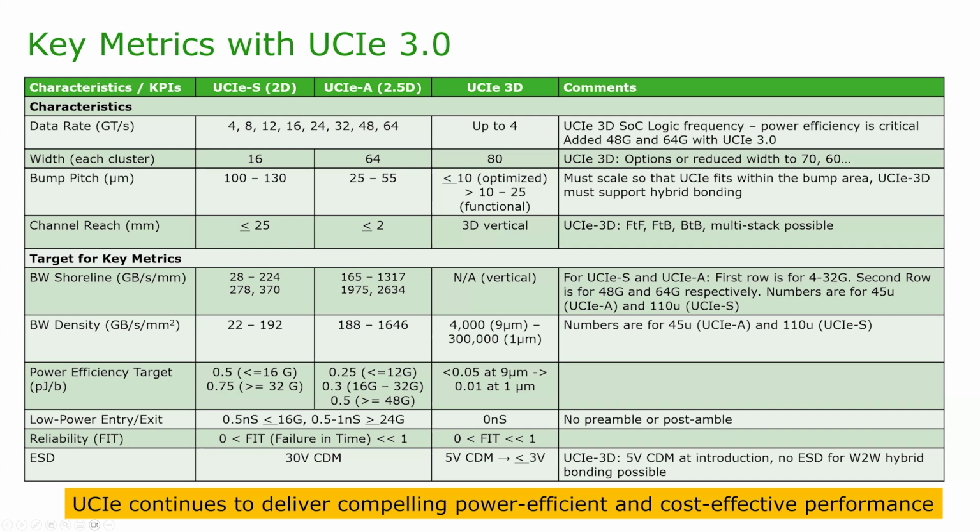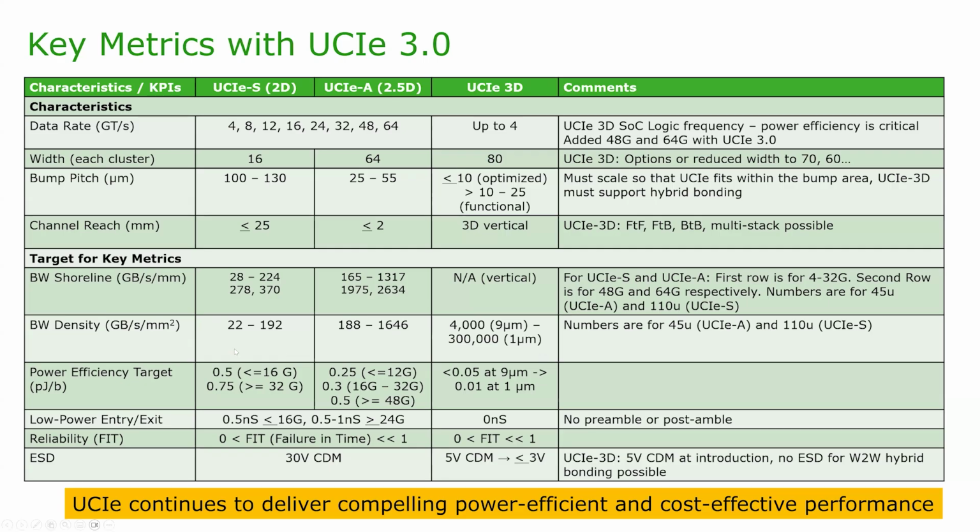for the standard package. So you have room to grow, because if you reduce the bump pitches, these numbers will go up. So for instance, if you go from 45 micron to 25 micron, your bandwidth density will go up by 3.24x, right? So with 3D, of course, we get practically infinite bandwidth.